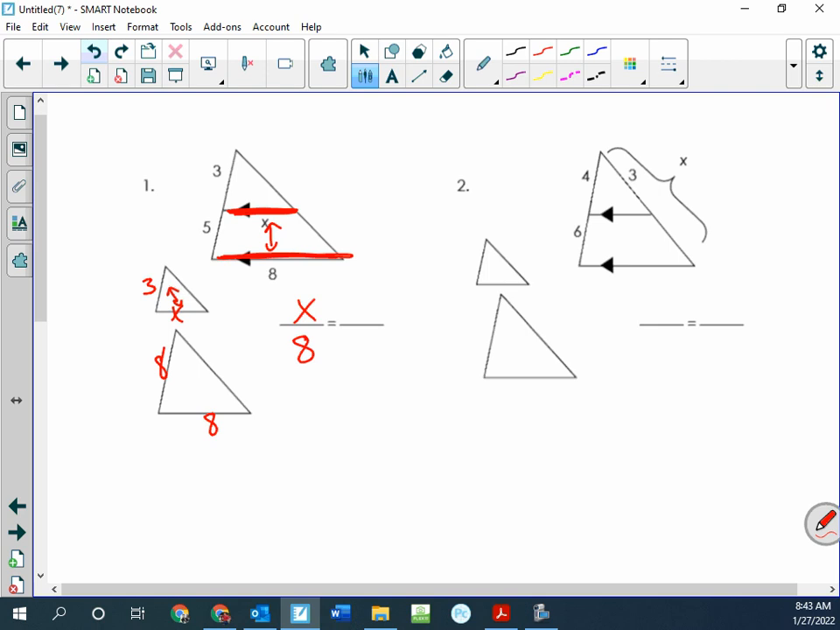So what's a number on the small triangle? 3. And then what's a number on the big triangle that would go with? 8. So I have to do the same kind of piece. 3 is the side of the triangle, X is the side of the triangle. I need to do the side of this triangle with the side of this triangle. What does X equal in this equation here? X over 8 equals 3 over 8. What does X have to be? X has to be 3.